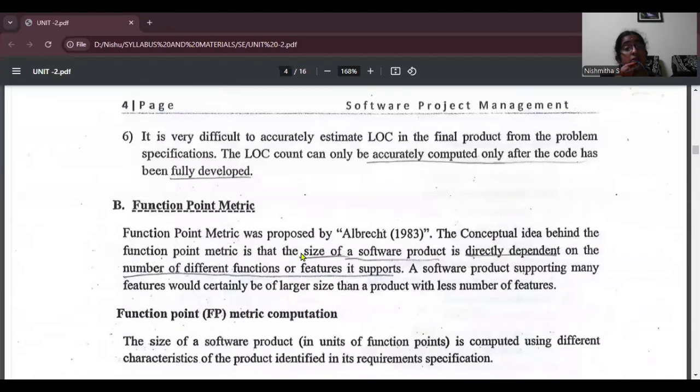The next one is the function point metric. The function point metric was proposed by Albrecht. The conceptual idea behind the function point metric is that the size of a software product is directly dependent upon the number of different functions or features it supports. A software product supporting many features would certainly be larger in size than a product with fewer features.